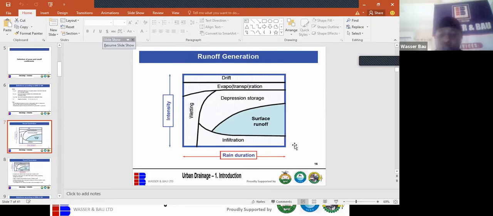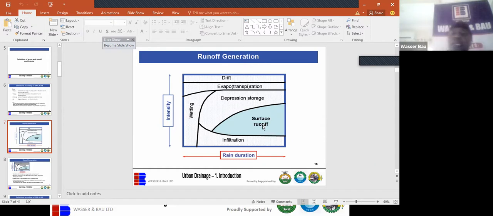Now, how does runoff generate? We are still talking about general urban hydraulics. When there's a rain event, for instance, many things happen. The first thing that happens is what we call wetting. After wetting, some will go as infiltration. Some will go as drift. Some will go back as evapotranspiration. I think I've explained these things. Then some will go as deep storage or deep infiltration. Only a small amount will flow as surface runoff.